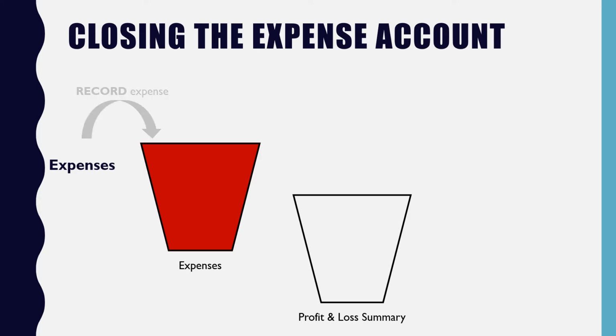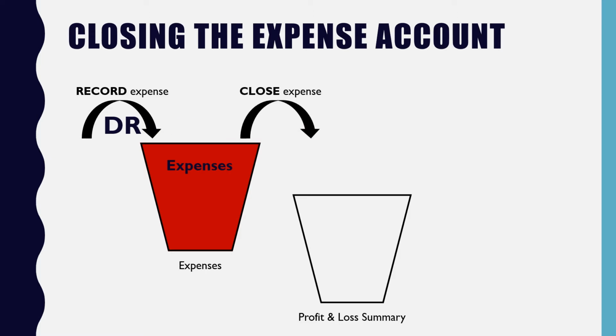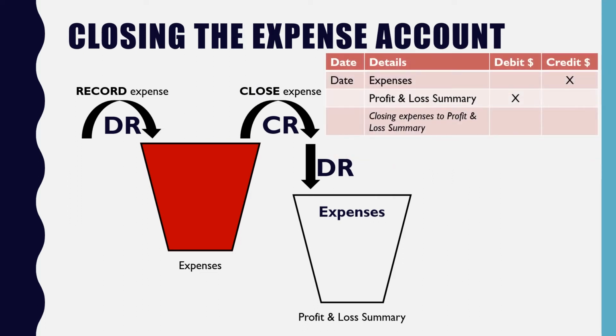Now let us have a look at the expense accounts. When we record expenses, we always debit the accounts. But to close the expense accounts, we need to credit the expense accounts and debit the profit and loss summary account. And this allows us to transfer all our expenses into the profit and loss summary. This is how the journal looks when we close the expenses to the profit and loss summary. We credit the expenses account and we debit the profit and loss summary account.